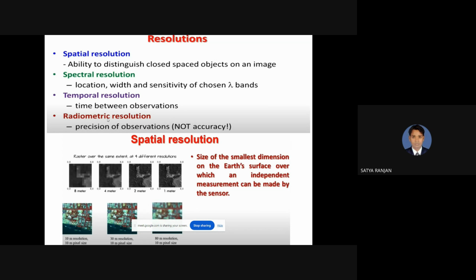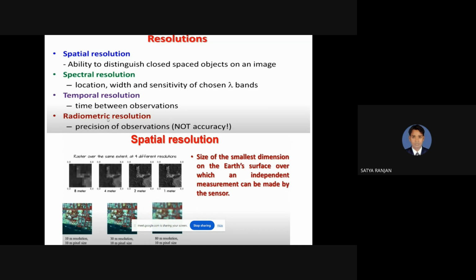The radiometric resolution is how the gray values are arranged from 0 to 255 or 0 to 1024. So different color variations are there. 1-bit radiometric resolution data means only black and white, two colors. For 2-bit radiometric resolution, it means 2 to the power 2, that is 4 colors. The first is black, the last is white, and in between the gray values are present. Likewise, 256 gray levels are there in the 8-bit radiometric resolution data.